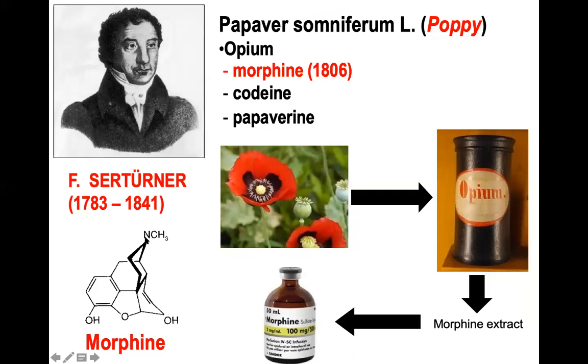So it was Serturner, and he was a very renowned physician. What he did, he isolated opium from Papaver somniferum, or the poppy plant. So what did opium contain? Opium contained morphine, codeine, and papaverine. These are the three main active ingredients which were isolated. So from the poppy plant, opium was derived, and from opium, morphine was extracted, and this morphine is being used till now.